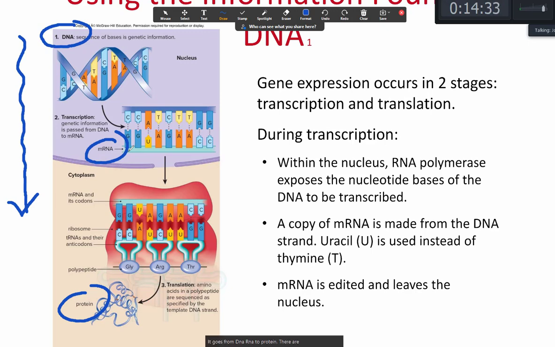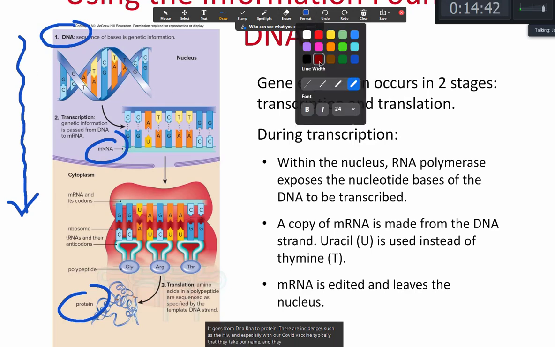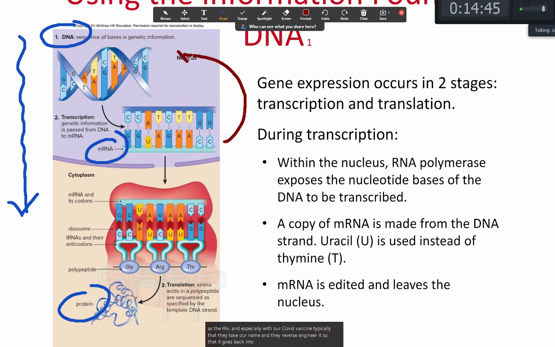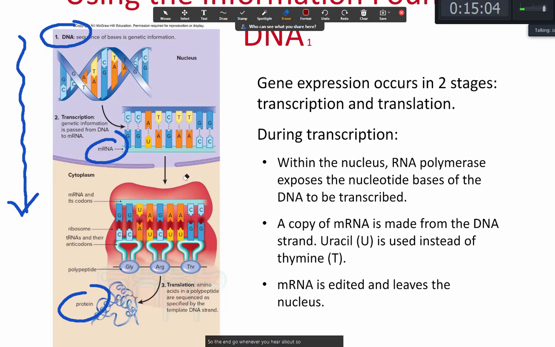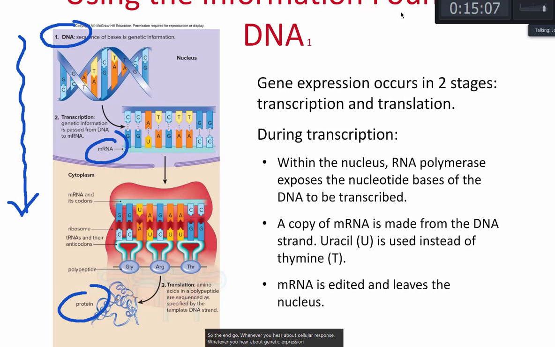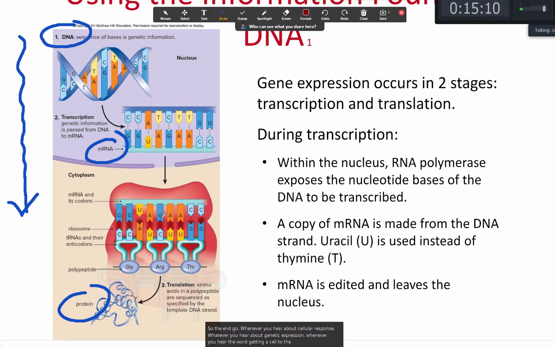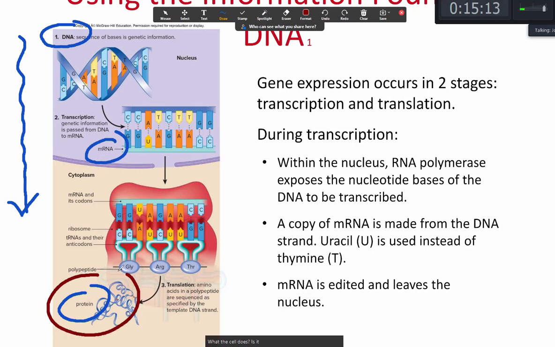It goes from DNA, RNA to protein. There are incidences such as HIV, and especially with our COVID vaccine technology, where they take RNA and reverse engineer it so that it goes back into DNA and then goes from DNA down the flow again. So this concept is simple, yet it's very powerful because it can generate different ways of getting a cell to respond, right? So the end goal, whenever you hear about cellular response, whenever you hear about genetic expression, whenever you hear the words getting a cell to do its job, what the cell does is it releases some kind of protein, and that protein will have an effect on your body.